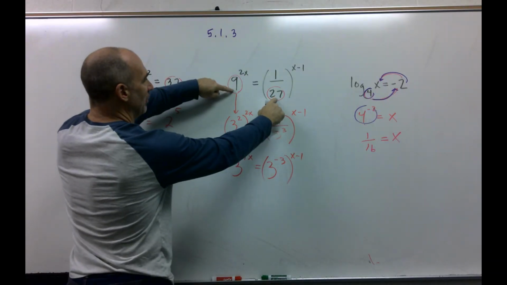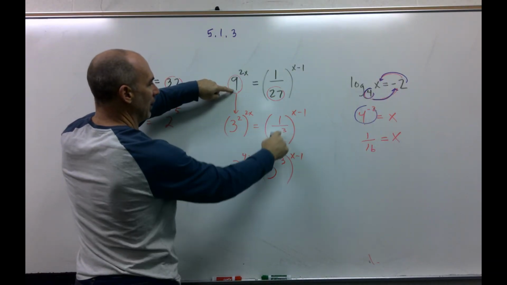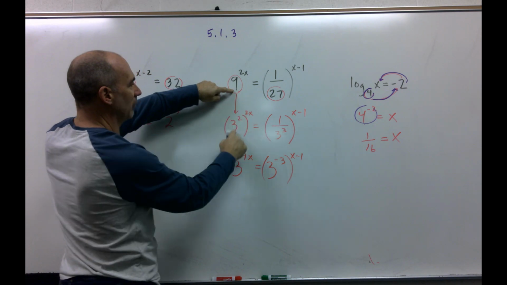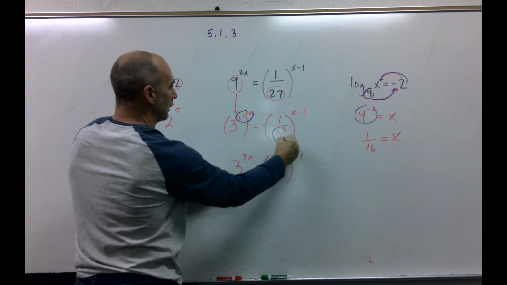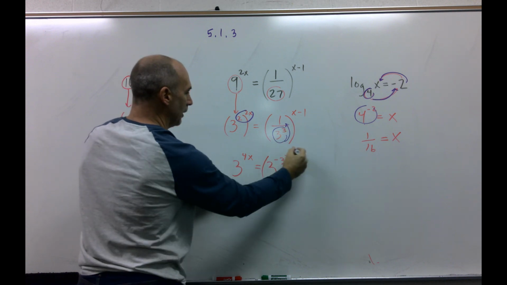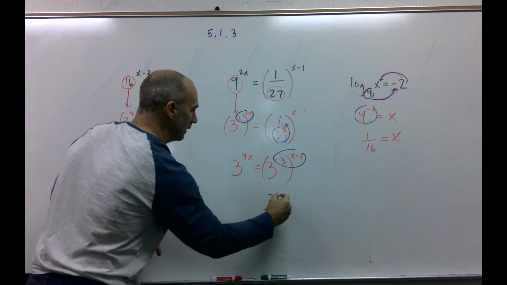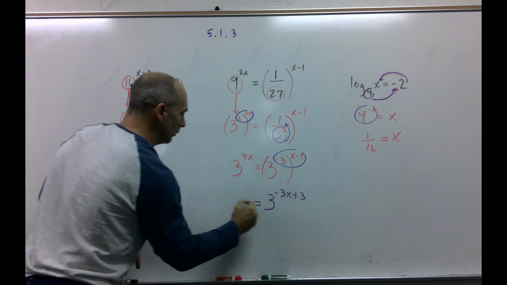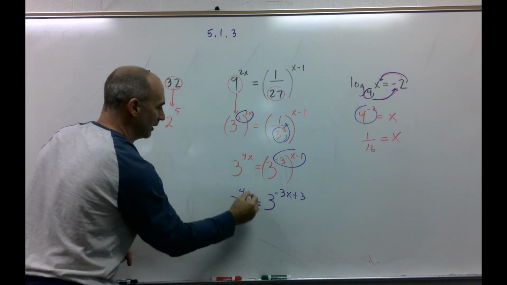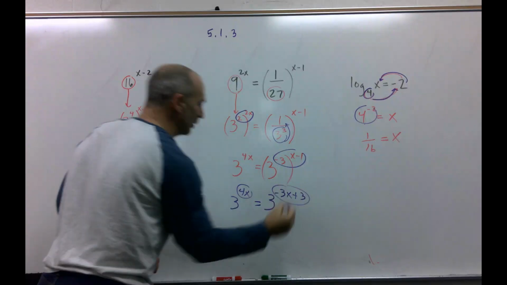Common bases, happy places. So I see 27 is 3 cubed. I see 9 is 3 squared. Power to a power, I multiply. I bring that up and it becomes negative. Now I'm going to multiply these powers. 3 to the -3 x plus 3 equals 3 to the 4x. I'm not going to finish it, but you set these equal to each other and solve for x.